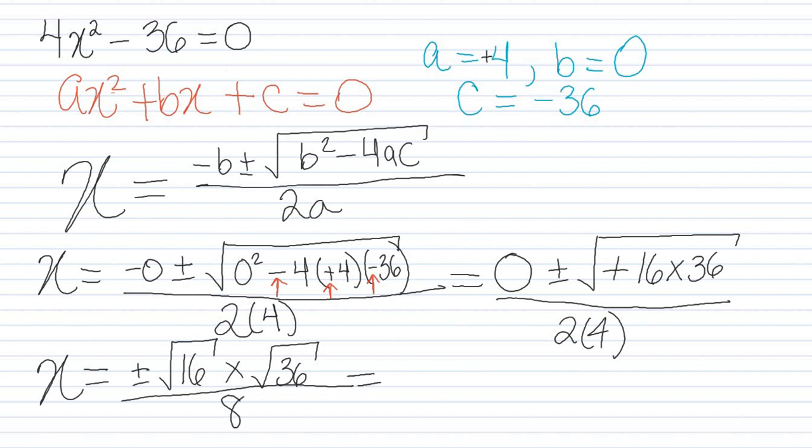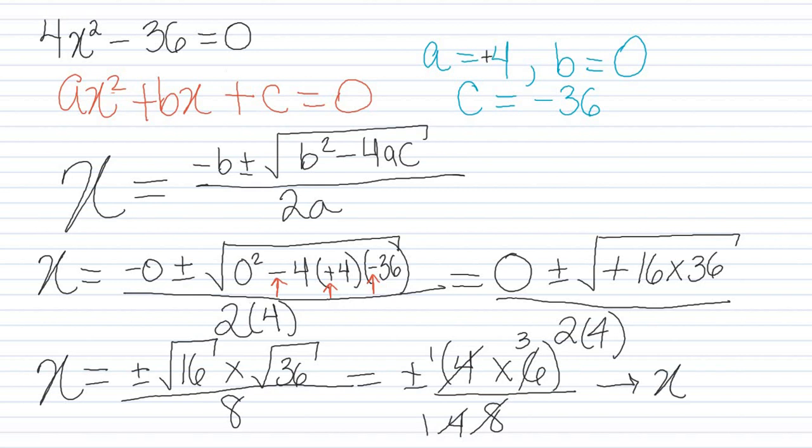So what you end up with is plus or minus, and then the square root of 16 is 4, times the square root of 36 is just simply 6. So all of that information divided by 8. So you have 2 here, 4, right? 2 here, 3, and then you have 4 here, 1, and just 4 here, 1. So what you end up with is x equals plus or minus 3. Sorry, x equals plus or minus 3. So x equals plus or minus 3.